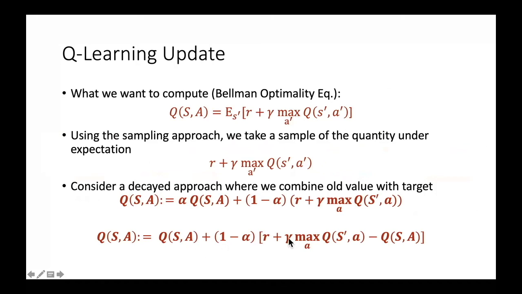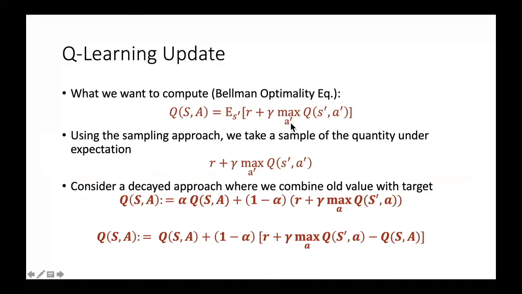Q of S, A is Q of S, A plus 1 minus alpha times this error term, where 1 minus alpha now becomes the step size in this form of writing it. And the error term is this target value minus the current value. So we are making the current value closer to the target value by using this step size as our controlling mechanism.